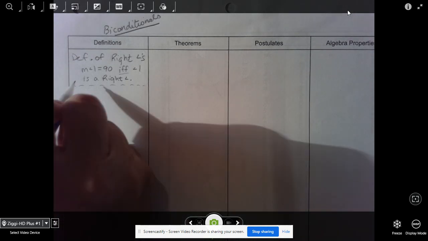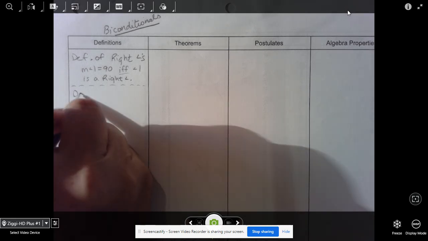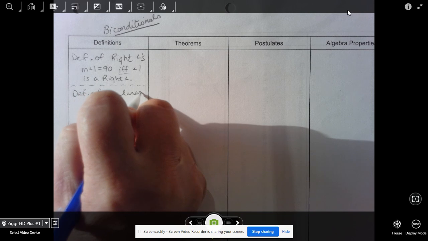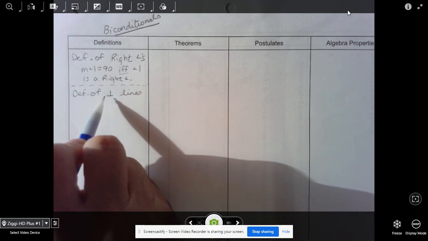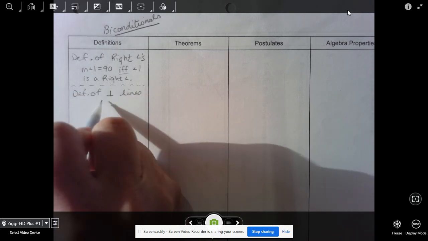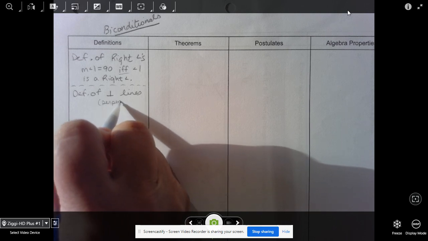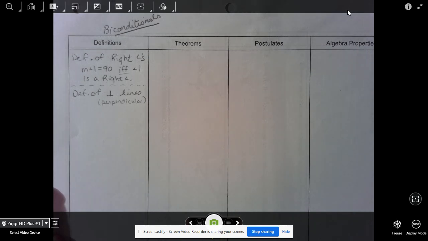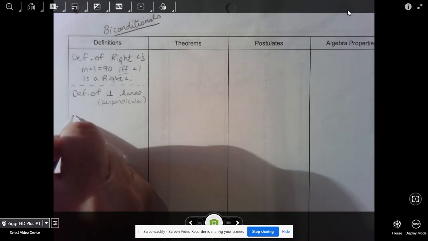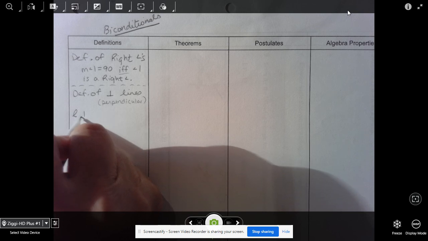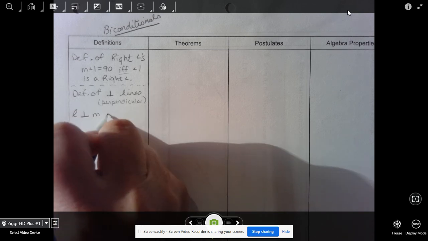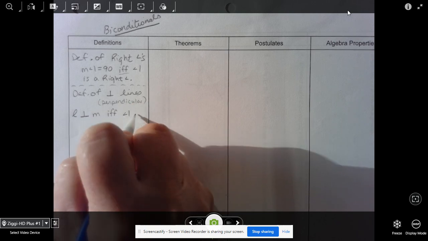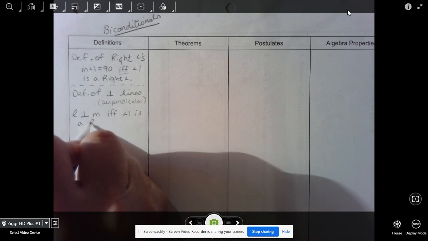We're also going to use what's called the definition of perpendicular lines. If this symbol isn't familiar to you, then put the word perpendicular in there. But you need to get used to that symbol. You're going to see it a lot. That symbol, that upside down capital T, means that. So here's how you will see it in a statement. Line L is perpendicular to line M, if and only if is what the IFF means, if and only if angle 1 is a right angle.